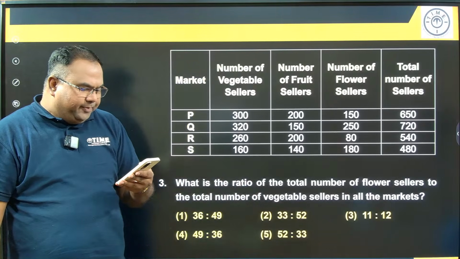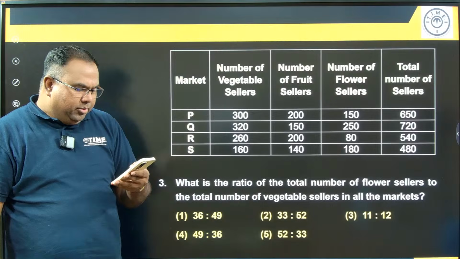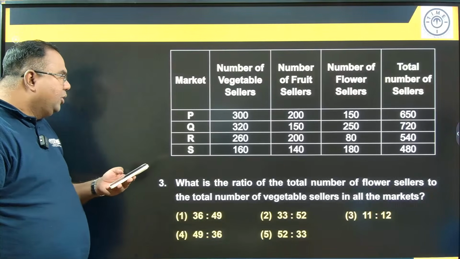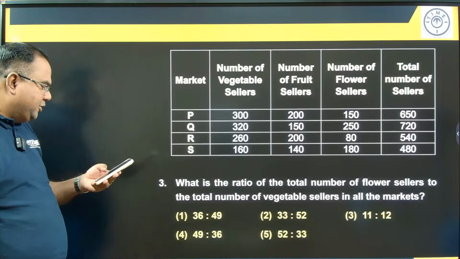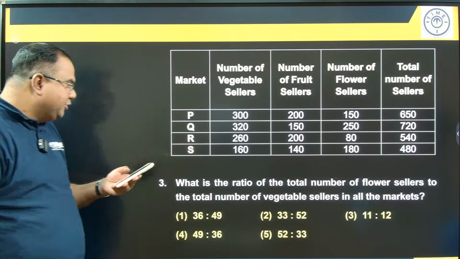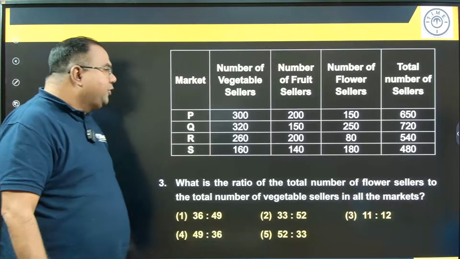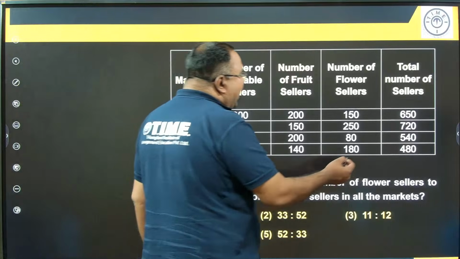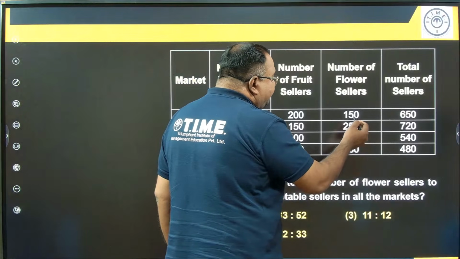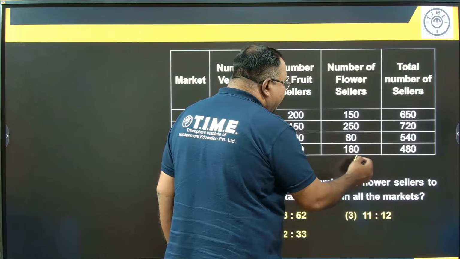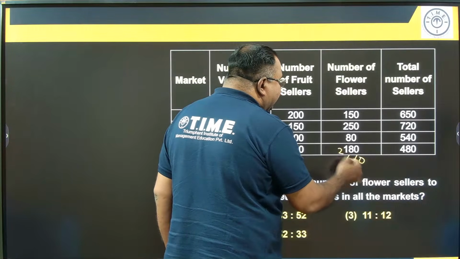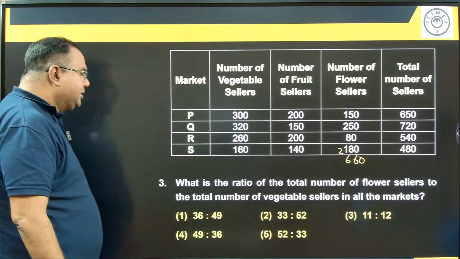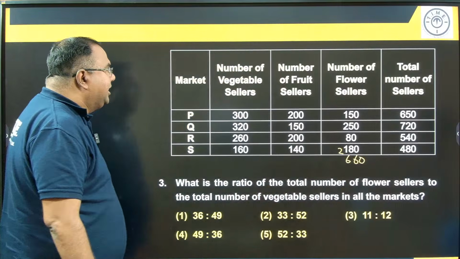Dikshita, correct answer. Brunda, correct answer. Vishnu, 11:12. No, I don't think it is 11:12. It should be 33:52. All of them got 33:52. Just check. Ratio of total number of fruit sellers to the total number of vegetable sellers in all the markets. How do you get the total number of fruit sellers? We need to add 80, 160, 100, 260, 235, 660.